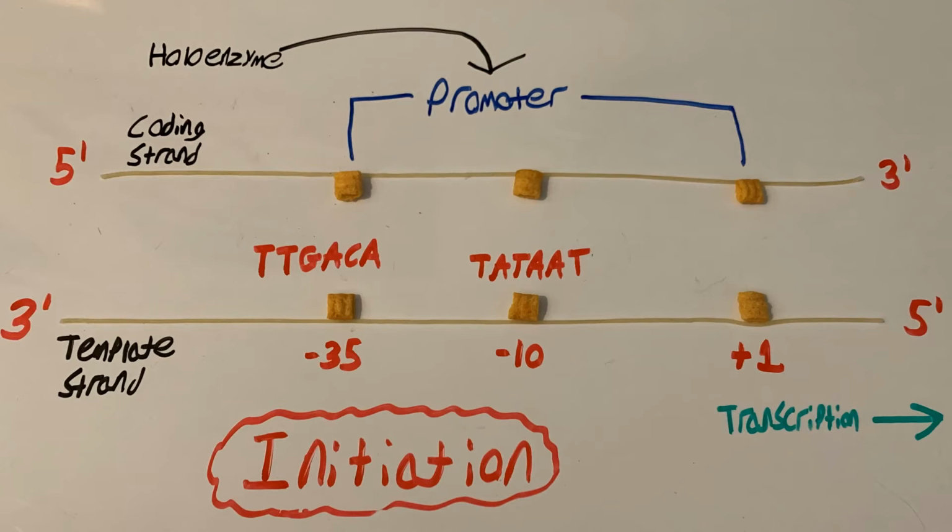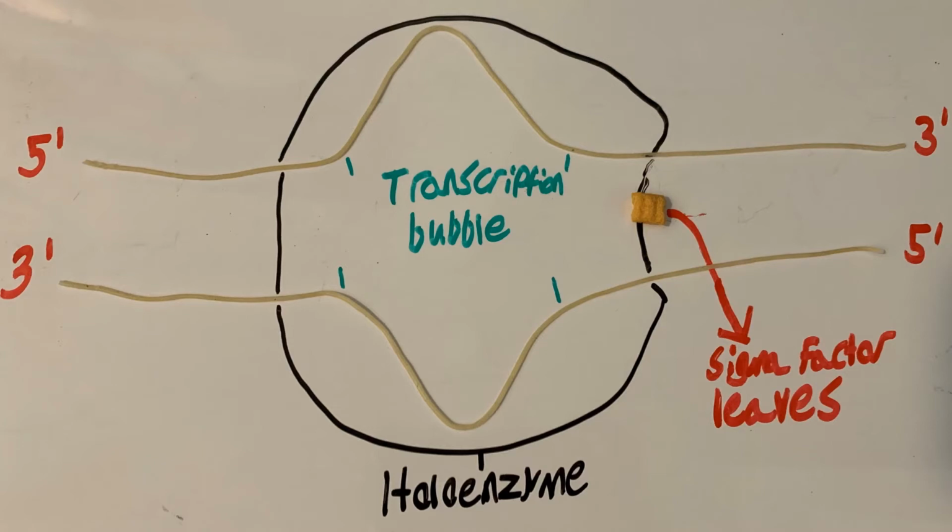And again, when the template and coding strand are formed, this creates a transcription bubble. Here you see a transcription bubble, and another thing to keep in mind is that the phosphodiester bonds that you can't see in this drawing start to form, which bond the nucleotides together in the RNA chain. And after this happens, the sigma factor leaves now that the RNA polymerase has started to transcribe.